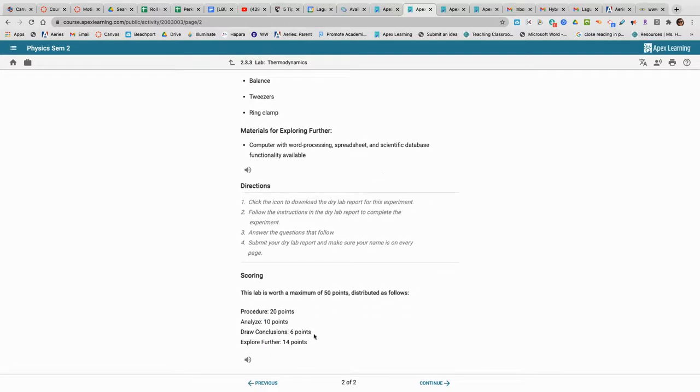And then take a look at the rubric down here. This is the rubric that is used to score your lab so you know where the points lie, okay? 20 points for procedure, 10 points for analysis, 6 points for your conclusion, and 14 points for your exploring further. Today we are looking at the dry lab for thermodynamics.